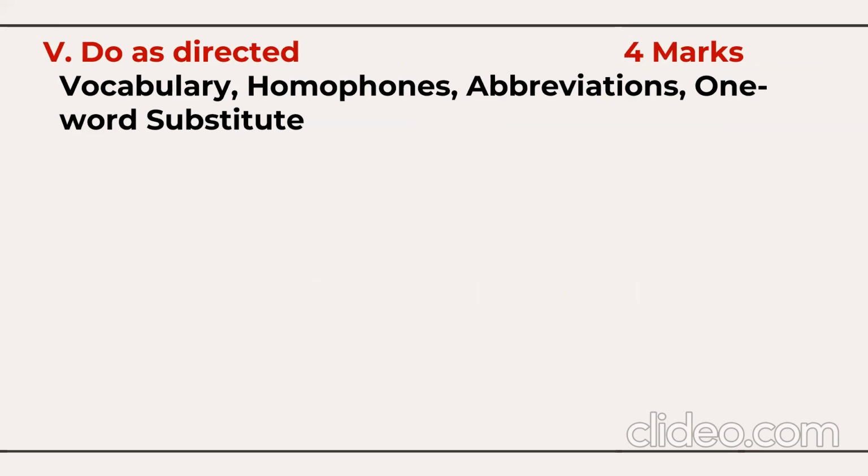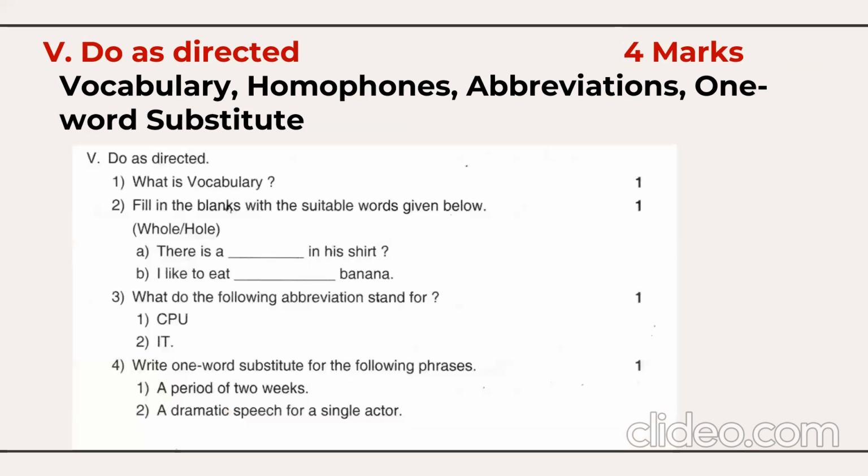Then the next question, you'll have 1 mark each: vocabulary, homophones, abbreviation, and one word substitution, each for 1 mark. It will appear like this: the meaning of vocabulary, then the suitable words which have the same pronunciation but different meaning, abbreviations, the short forms of particular words, and then the one word substitution.